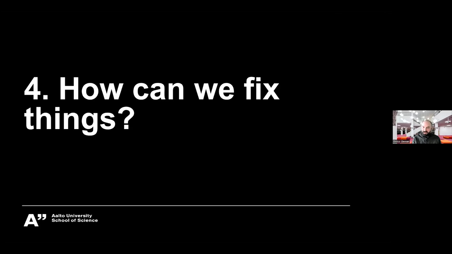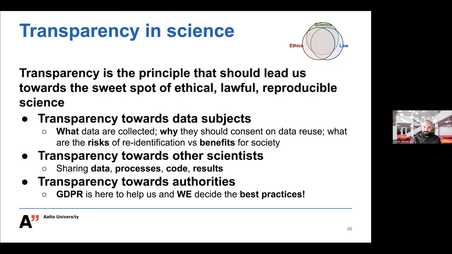So I'm basically done. How can we fix things? This is now more my opinion, but I think that in general, transparency in science in the full scientific process is the way to go. So transparency from the beginning, from the data collection: transparency towards the subject, what data you want from them, why they should consent to data reuse, what the risks and benefits are; transparency towards other scientists, sharing the data, sharing the code, the protocols that you've been using for collecting data, and the results.